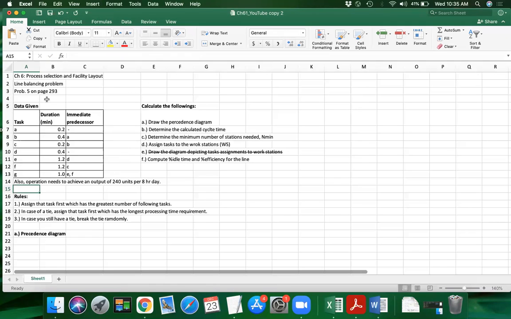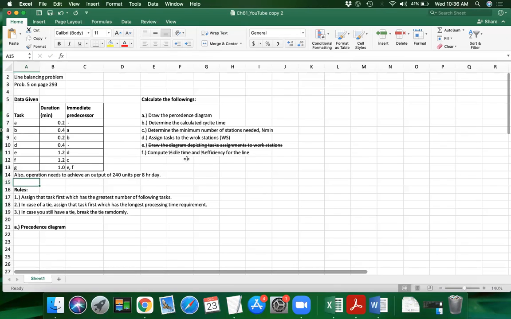You will be given a very similar problem in the exam, so you should be able to do it using Excel. These are all the things you need to do. I have struck out E, not needed as such. So we'll do A, B, C, D, and F. First we have to draw the precedence diagram, then we have to calculate the cycle time, then we have to determine the minimum number of workstations needed, which is n minimum, and then we have to assign tasks to the workstations, and then we have to compute percent idle time and percent efficiency for the line.